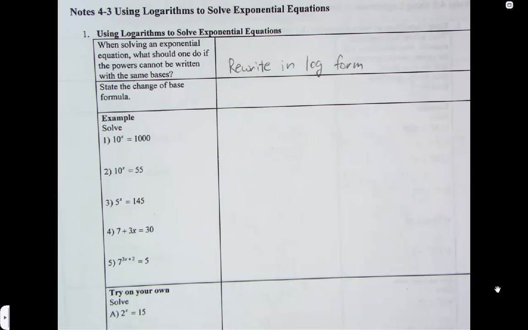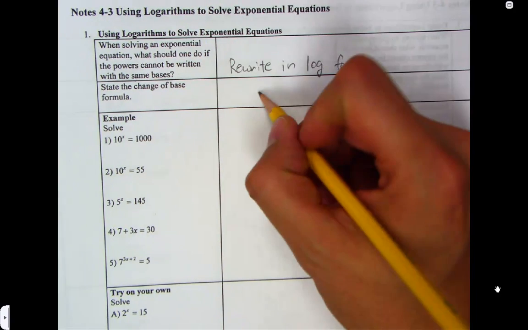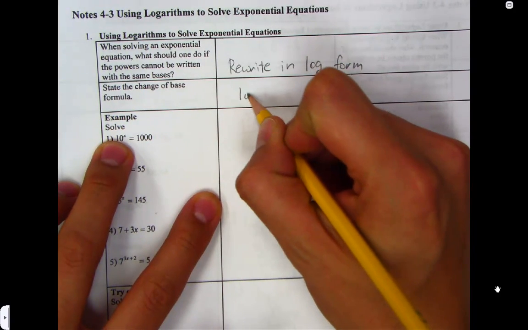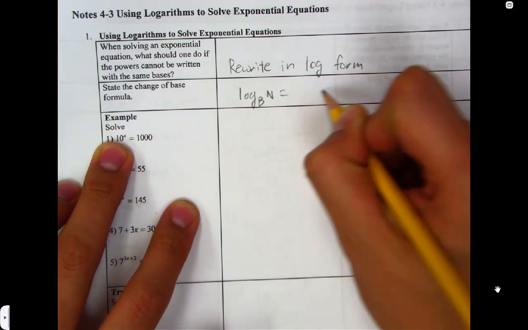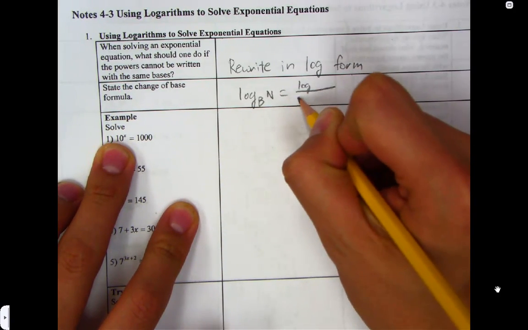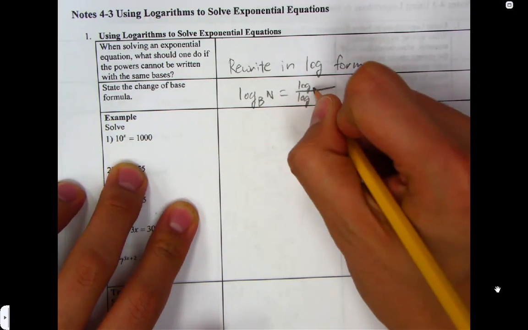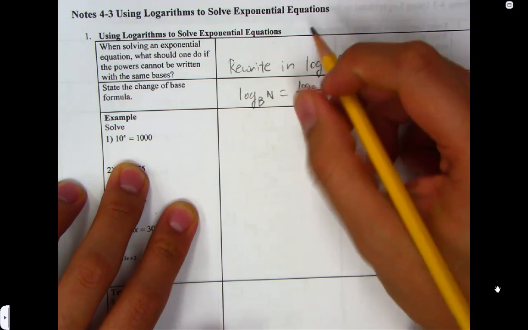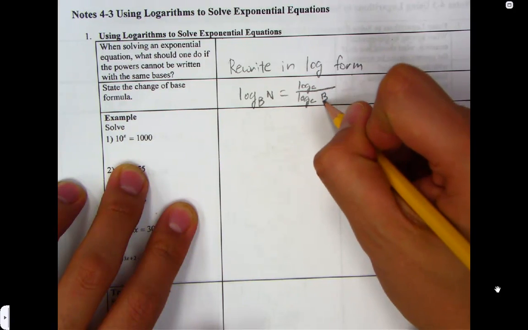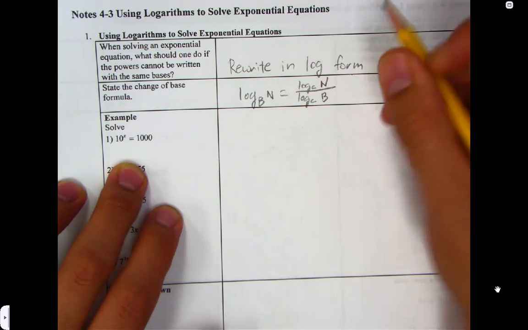And then we're going to use the change of base formula, and then we're going to put that in our calculator. So we need to know what the change of base formula says. Log base b of a number is equal to a log divided by a log of any base, we'll call it c. And then just remember b goes on bottom, so we'll write b, and then the number goes on top.